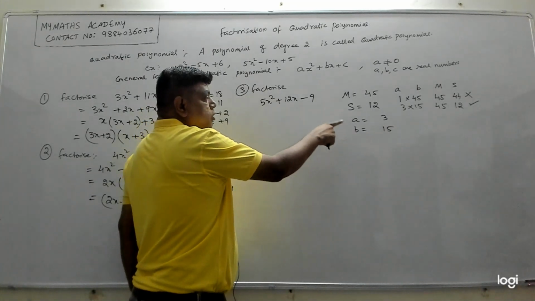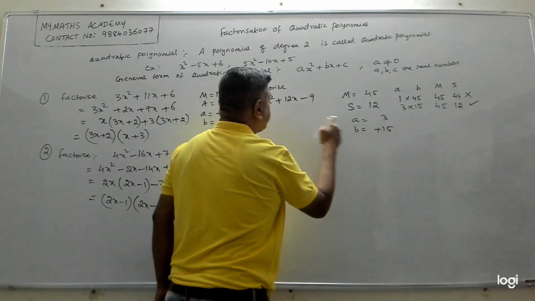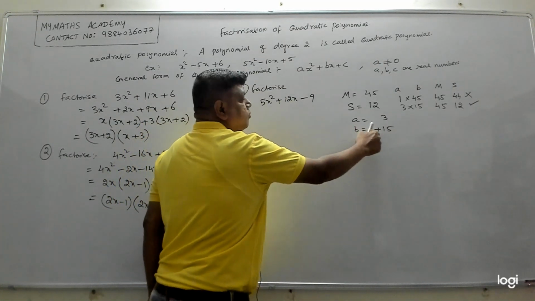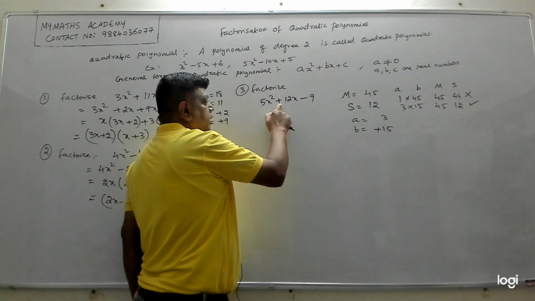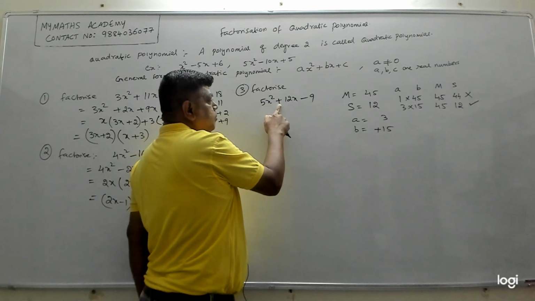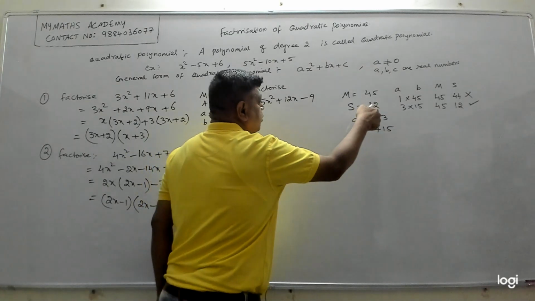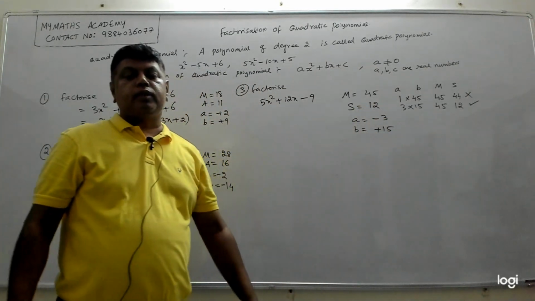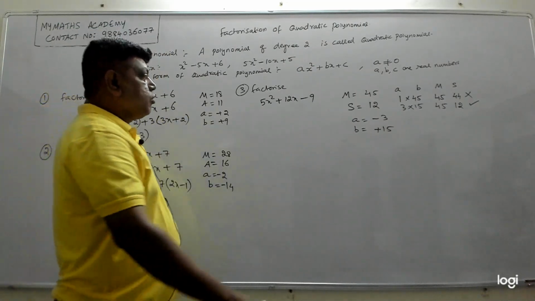The greater number among these two is what? 15. 15 will take plus. If this was minus, suppose it is minus 12x, we would have put minus for 15. The greater number will take this sign. Here it is plus, so I have put plus. So therefore the other number will be minus, because in the subtraction case, one will be plus and the other one will be minus. So now we have found the two numbers.